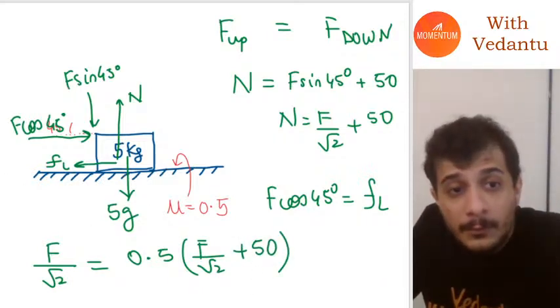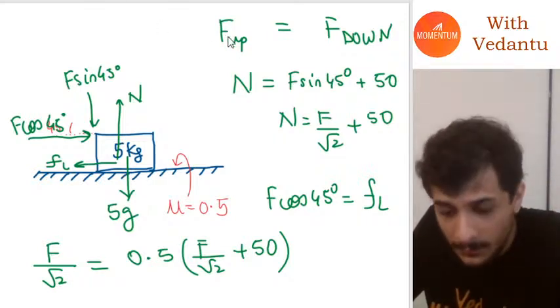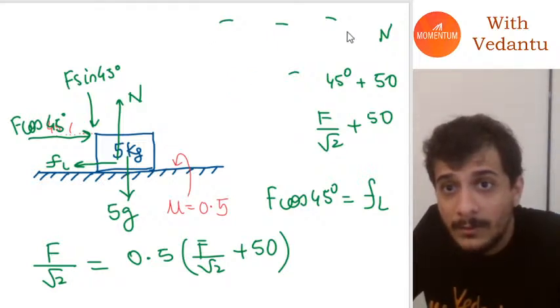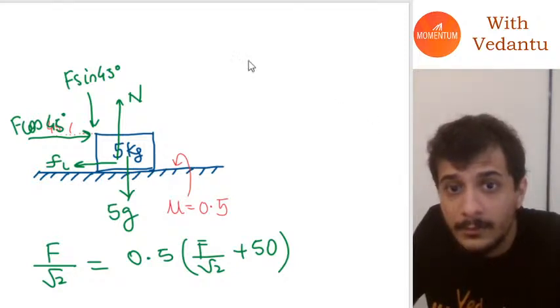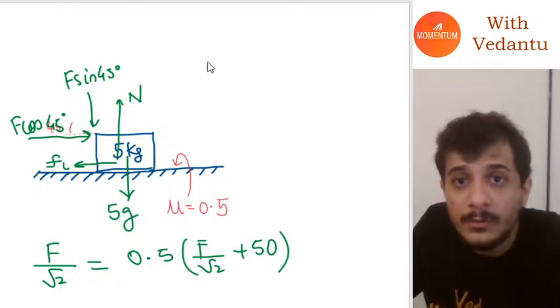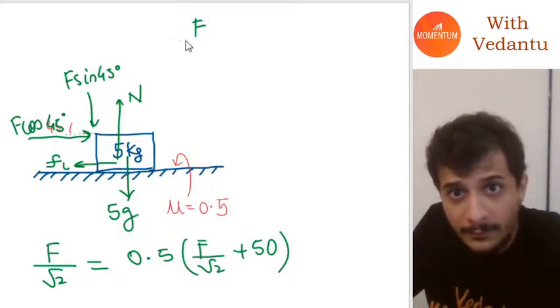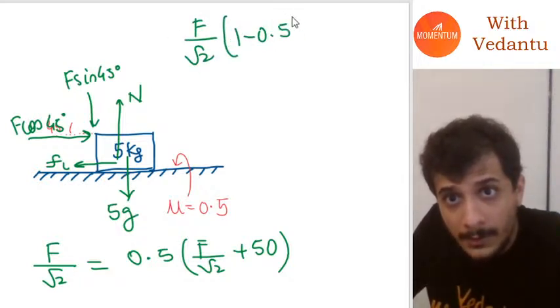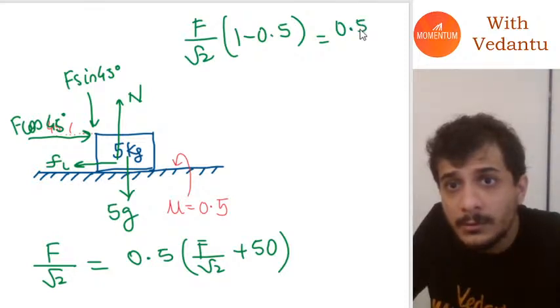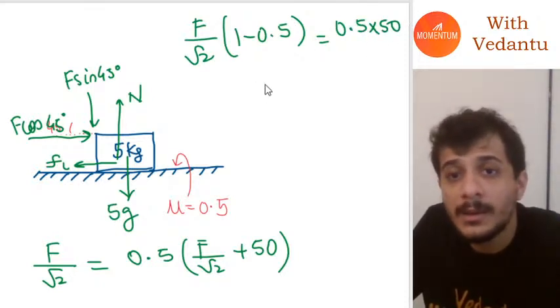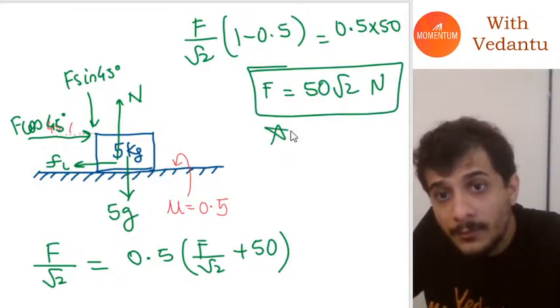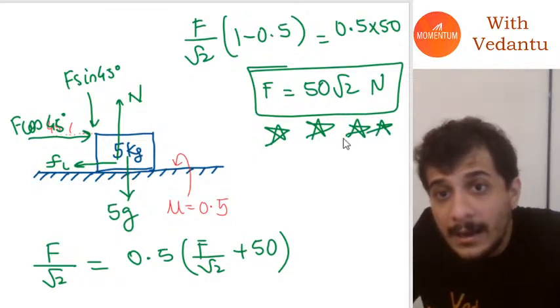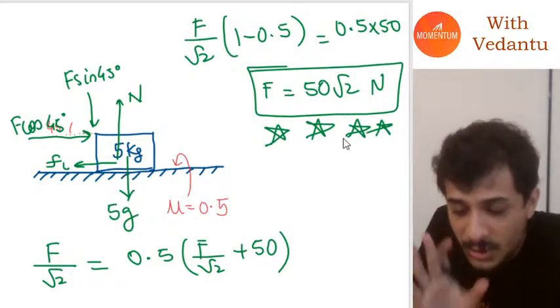Now if you solve this even more, guys, what will you get? Friction always opposes relative motion, my friend. So in this case, if you try to solve this, you will get F by root 2 into (1 minus 0.5) is equal to 0.5 into 50, which gives me F is equal to 50 root 2 newtons. After some maths, you will get F is equal to 50 root 2. So at this force, it will be just about to move.